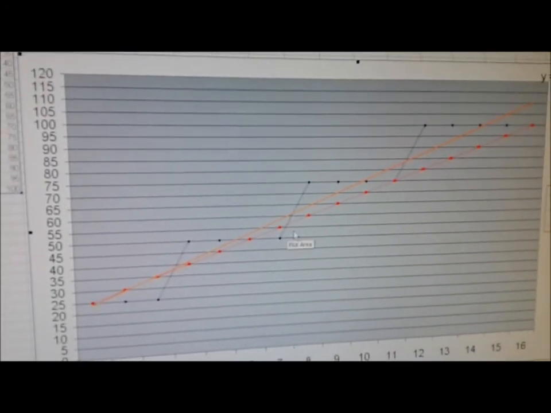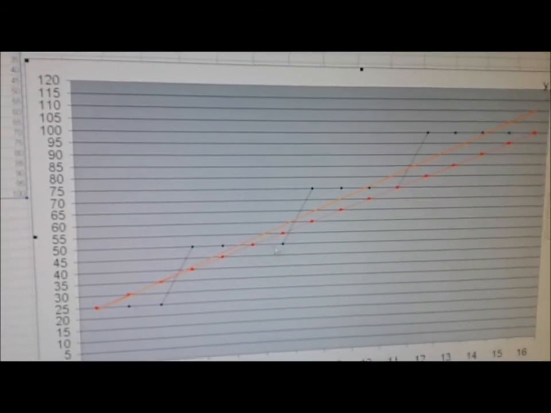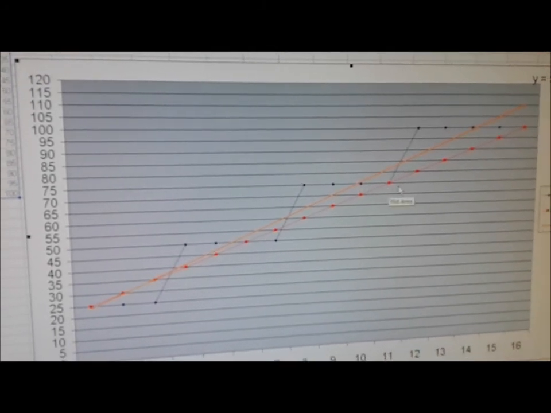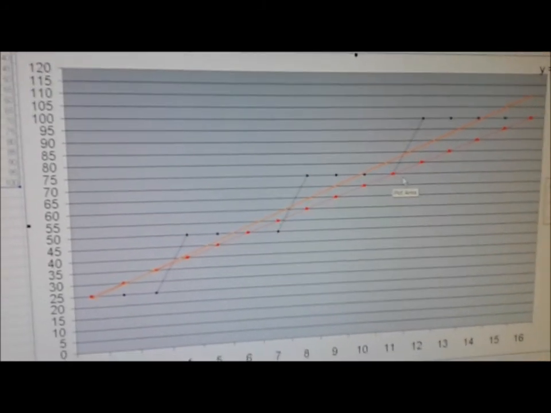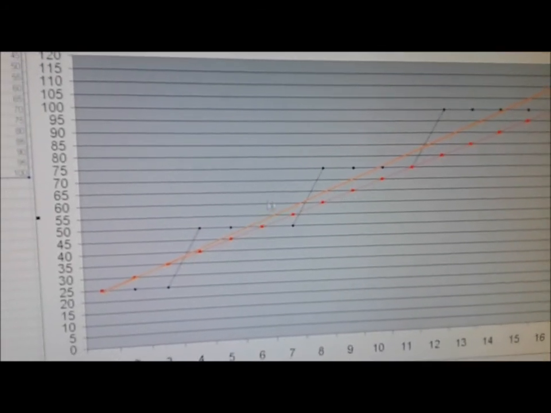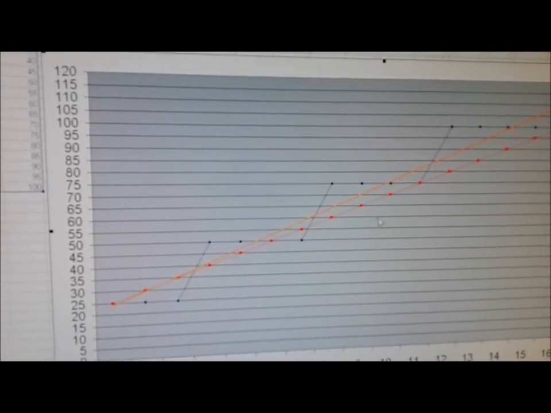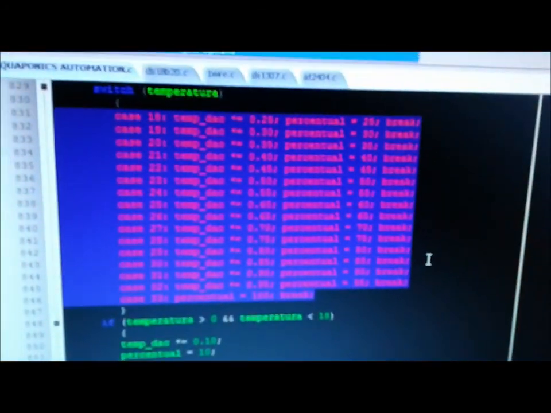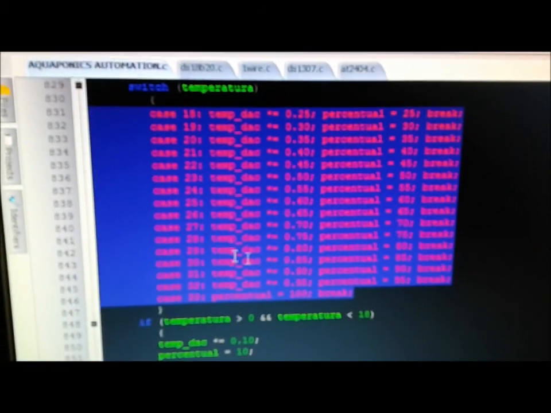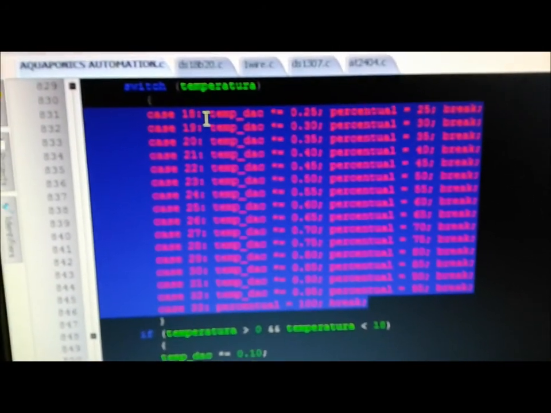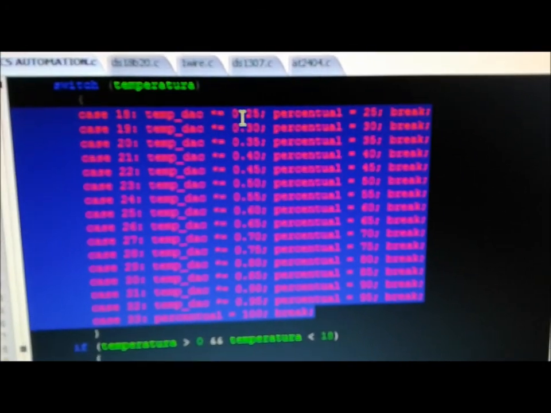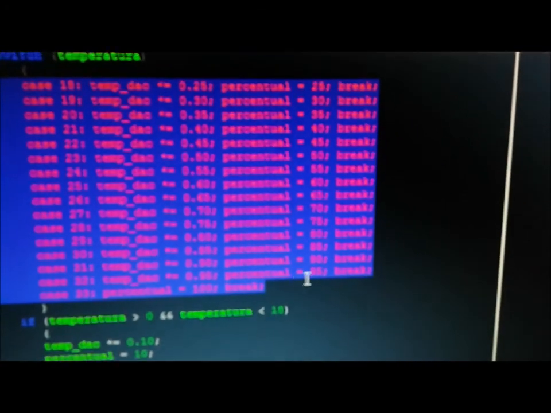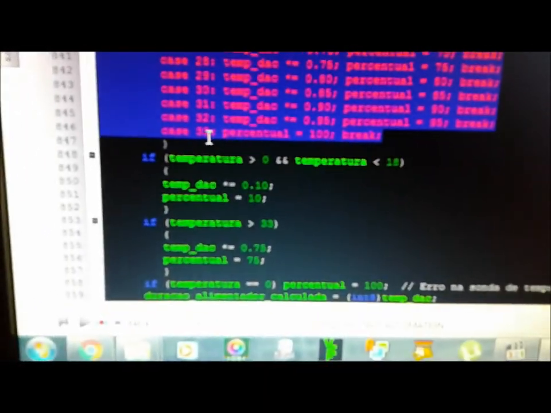But on the other hand, the blue line is quite good. It's quite good when you have large scale aquaculture systems. It's easier to remember. So I came up with the red line. The code right here on this other screen is actually how the controller is doing it. It starts at 18 degrees, giving a percentage of 25, and stops at 33 degrees at a percentage of 100%.